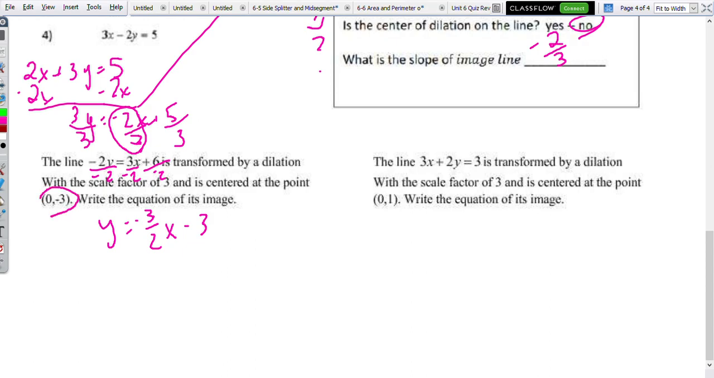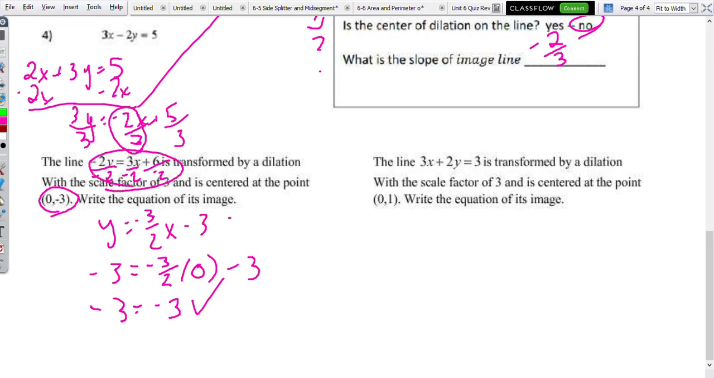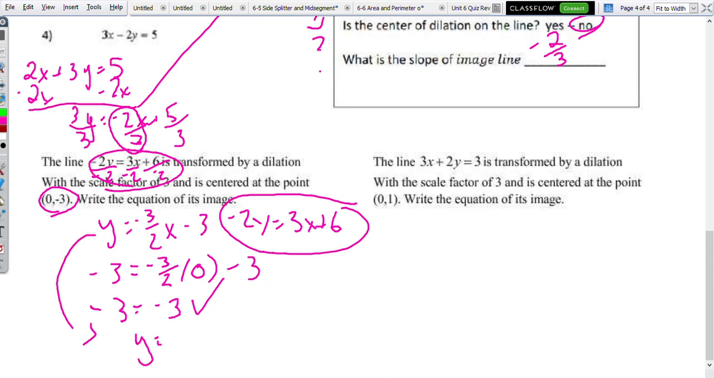So what we want to do first is figure out if that point is on the line. So if I plug it in, is negative 3 equal to negative 3 over 2 times 0, minus 3? This is just going to drop out because that's times 0, so that's going to go away. So I get negative 3 is equal to 0 minus 3, that's just negative 3. And it checks. So guess what? The equation is going to stay the same. So negative 2y equals 3x plus 6. That's our answer. Or if you want to, we can write y equals negative 3 over 2 x minus 3.